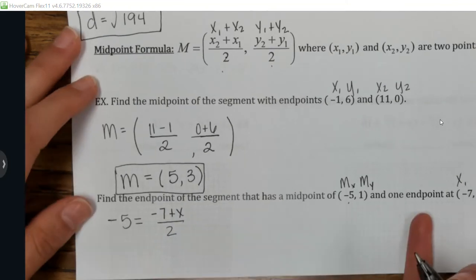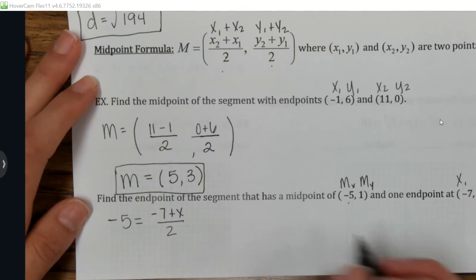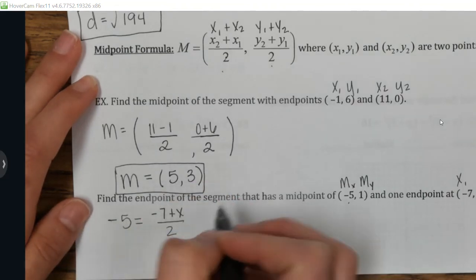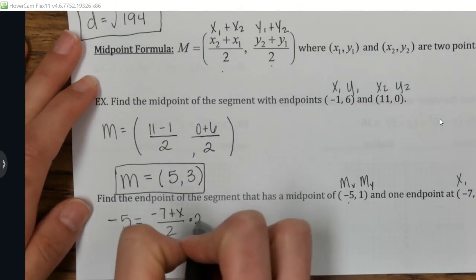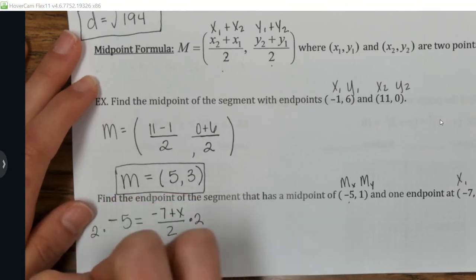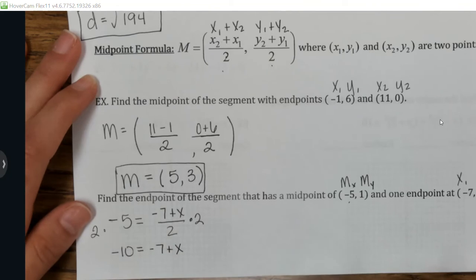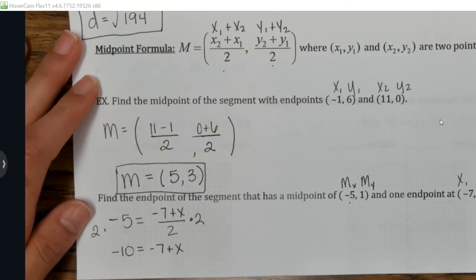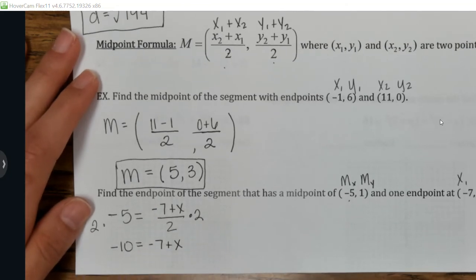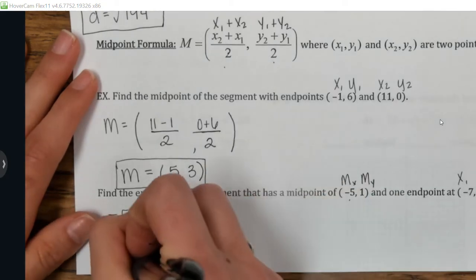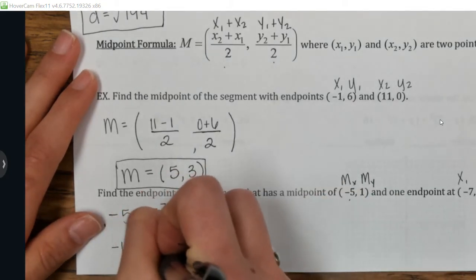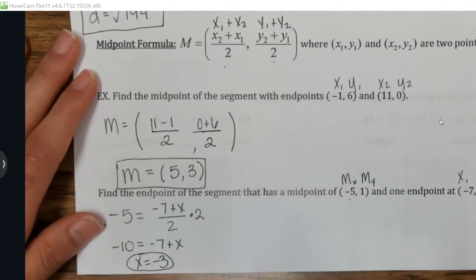So if I wanted to solve for x, I need to do what? Multiply both sides by 2. So -10 is equal to -7 plus x. Add your 7, and you get what? X equals -3. So that's the x value of my endpoint.